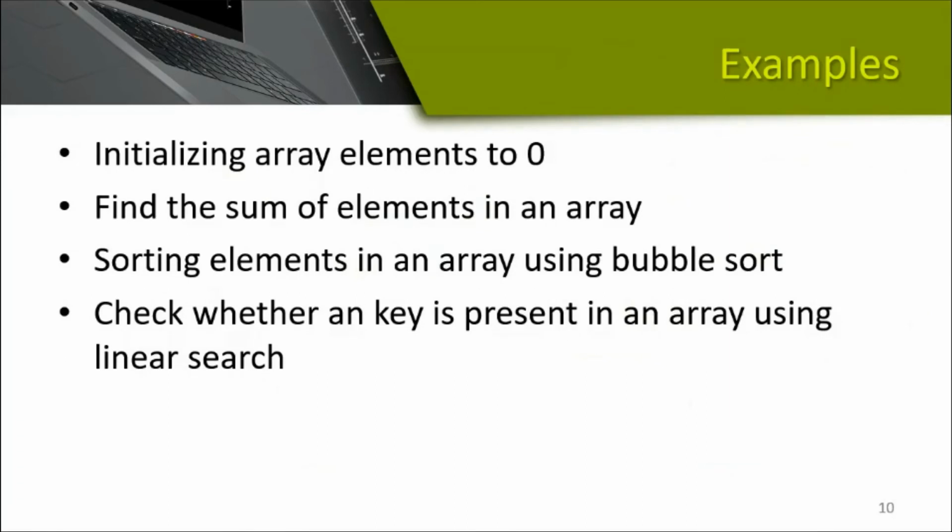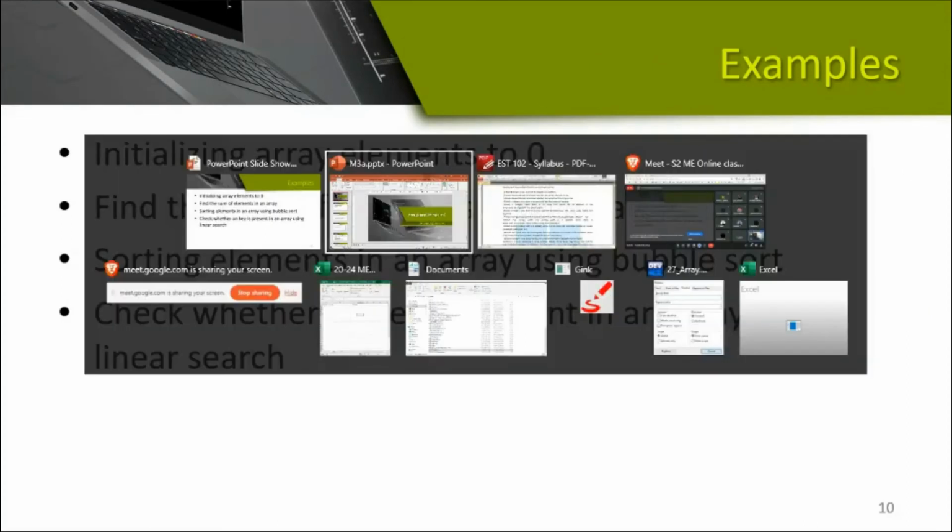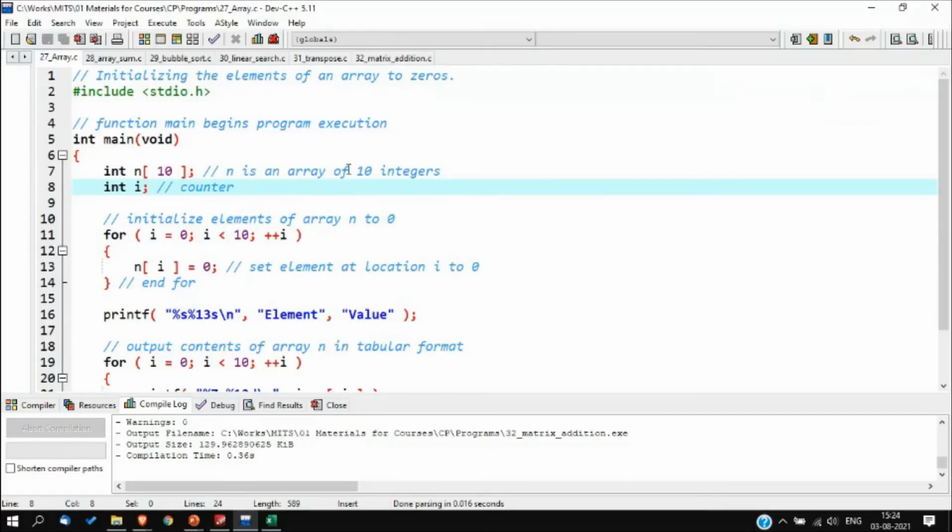Okay, there are some examples of how to initialize all the array elements to zero, etc. Today I'll discuss only initializing all the array elements to zero. We will see a program. Okay, so this is the program.